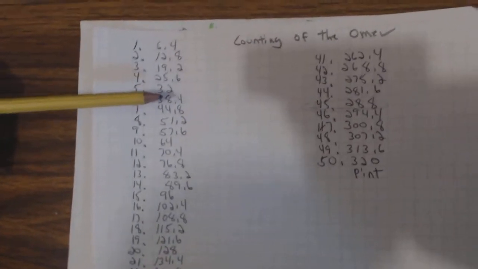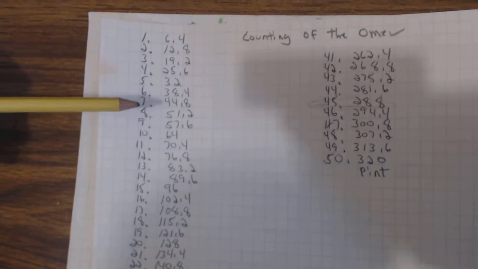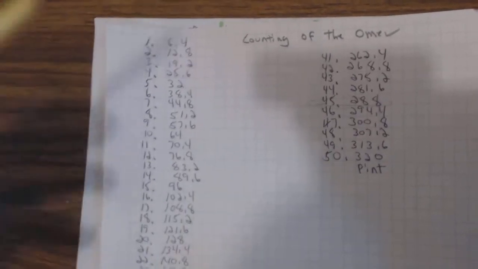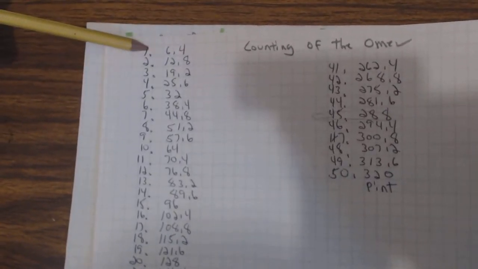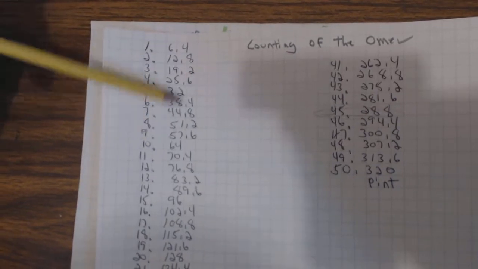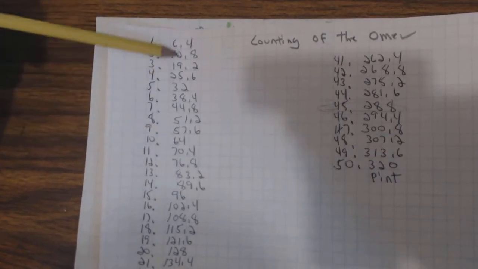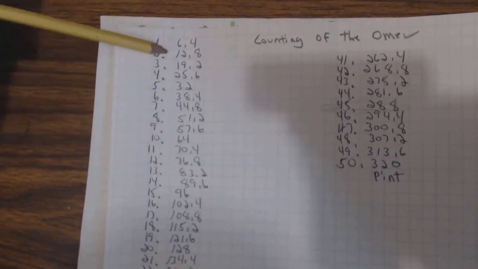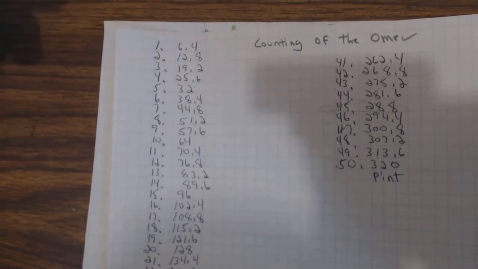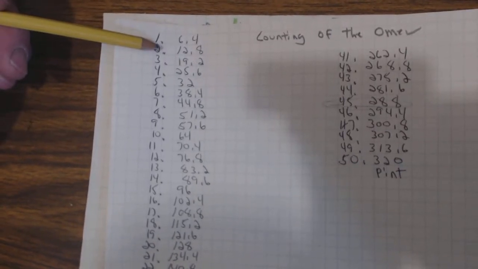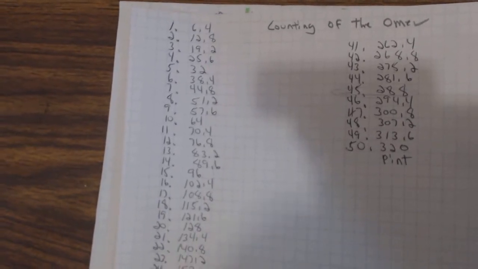When converted to the British imperial system of measurements, the Omer is a unit that's convertible. When you do so, the very first day, and in this margin here, these are all pints. I've converted everything to imperial pints on this side, so the first day would be 6.4 pints.